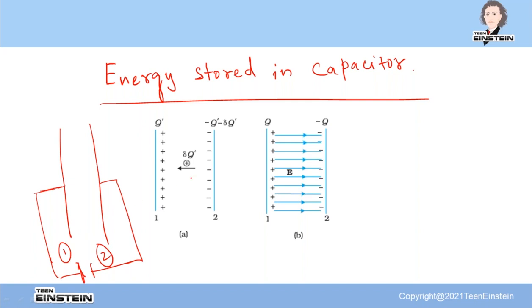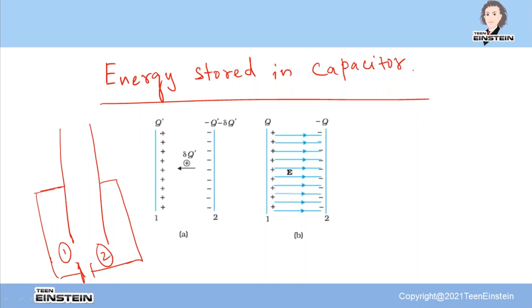Now initially there were no charges, so there was no force and no electric field. What happens when you connect the battery? Slowly charge gets developed on both the plates, equal and opposite amounts. So I'm taking an intermediate situation when plate 1 is already charged by q prime charge, and conductor 2 is charged by minus q prime charge.